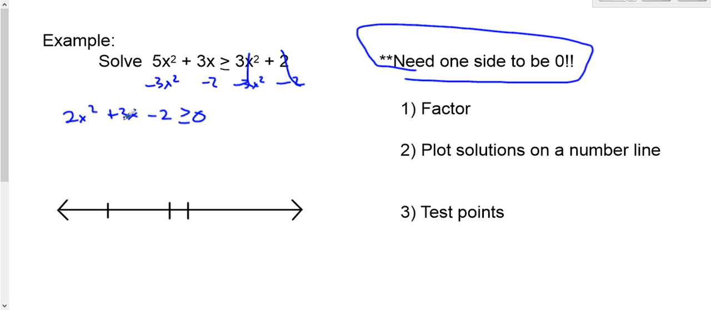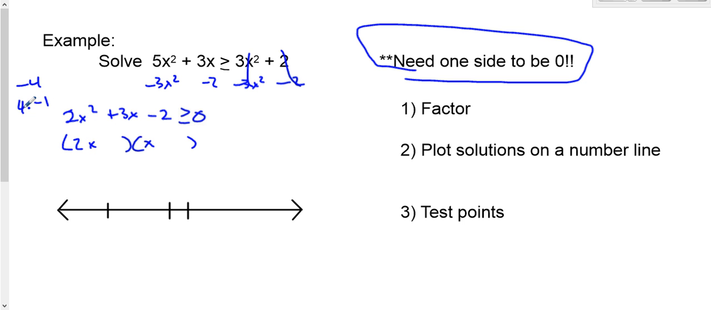So now I have to factor 2x squared plus 3x minus 2. So 2 times the negative 2 is negative 4. Factors of 4 that will subtract because that's a negative 4. So factors of 4 that will subtract to get positive 3 are 4 times negative 1. With 2x squared, I only have 2 options for my factors, 2 and 1. So 2x times x.